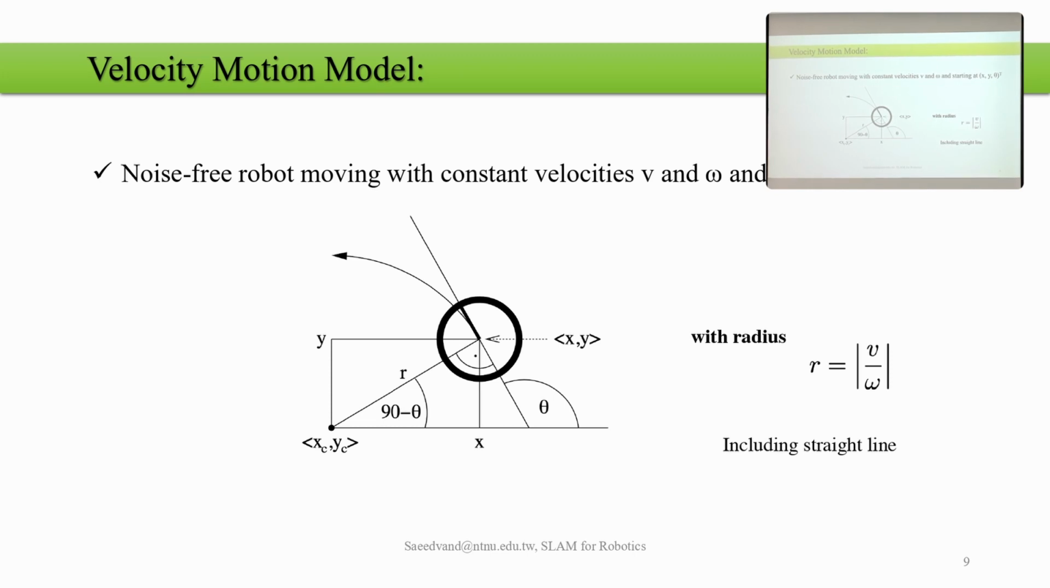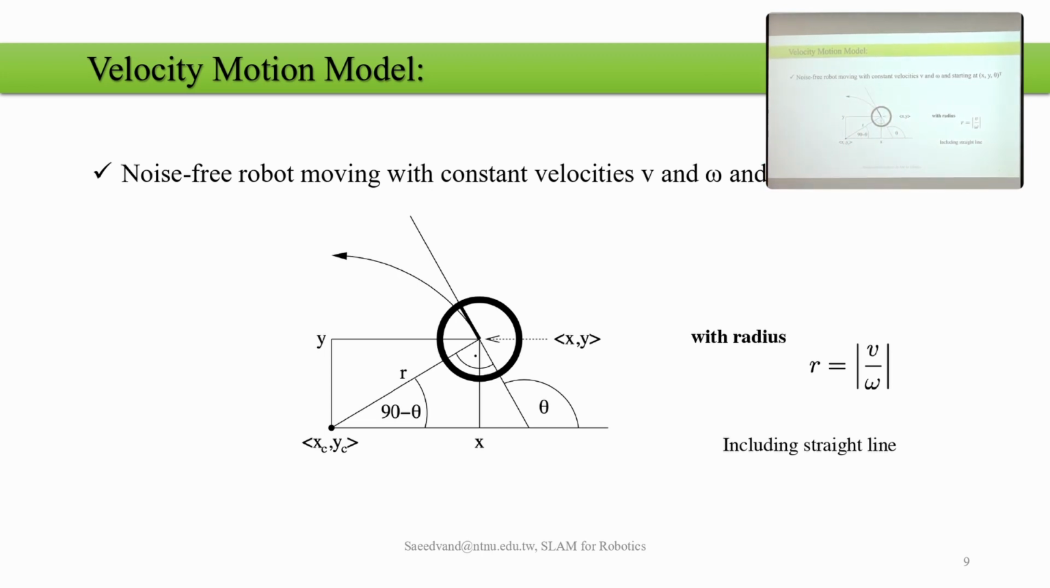Now, a noise-free robot moving with constant velocity v and w generally looks like this: when the bearing of the robot is like this, based on the v and w that we are giving, the robot can move around one circle. And this circle will be very helpful for us if we can find its center and where it is. We can use that to predict where the robot is moving to.